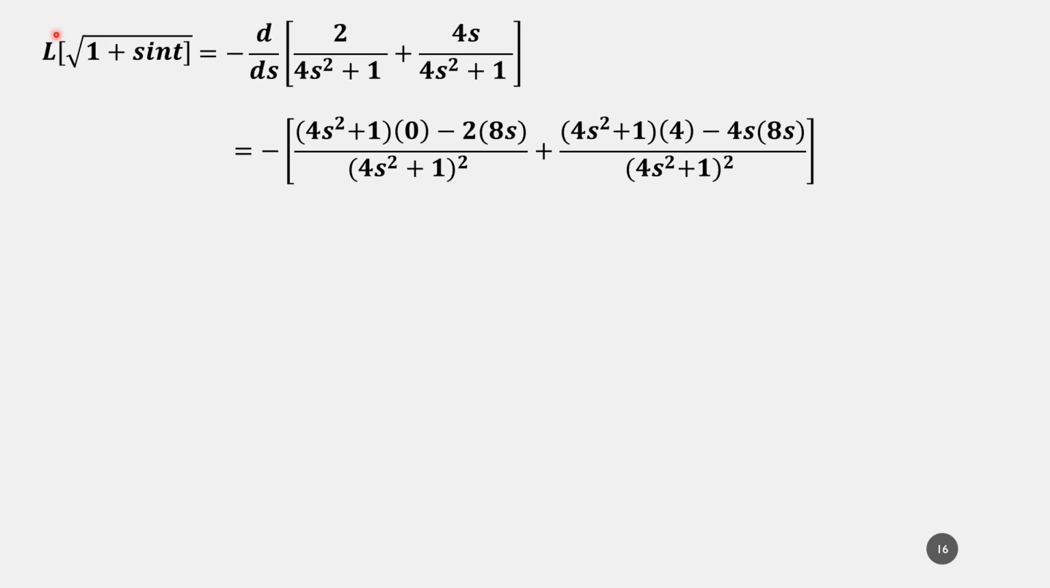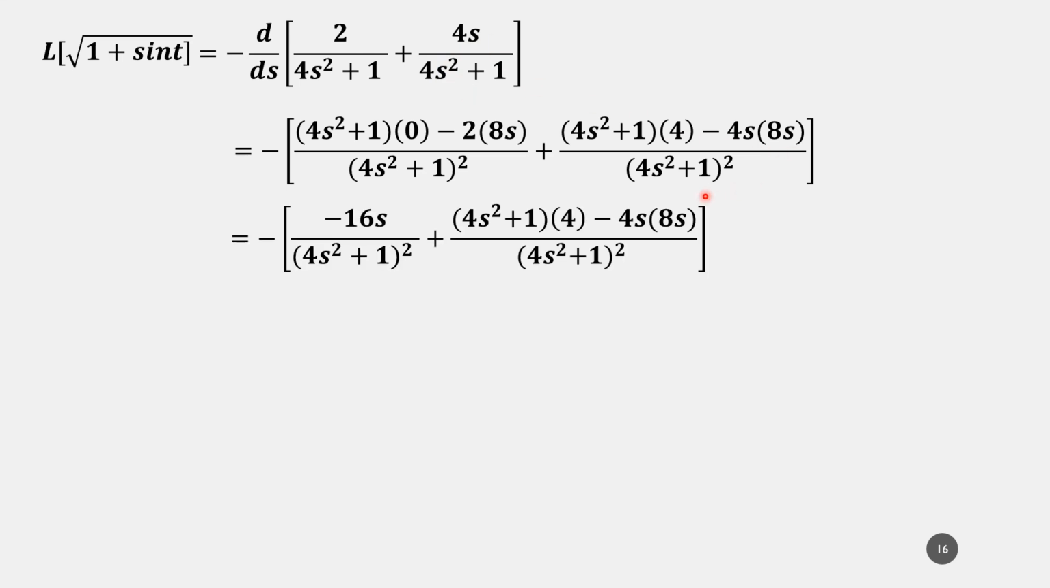I've missed out t over here. This is L of t into root of 1 plus sine t. Using u by v again, v du minus u dv upon v square. Here also v du minus u dv upon v square. Simplifying and putting s is equal to 1, or even if you don't simplify, we can put s is equal to 1 to calculate the value of the given integral. We get the answer as 28 by 25.